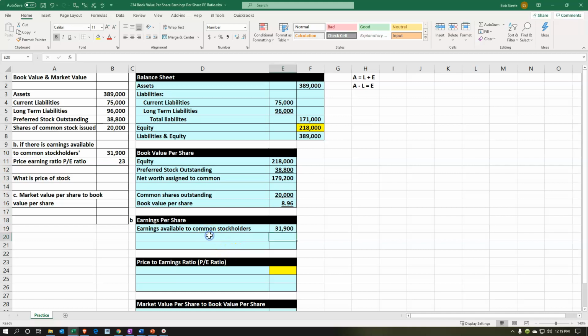And we've seen this calculation in the past. We're going to divide that by the shares of common stock. So shares of common stock is going to be equal to the 20,000, and that'll give us our earnings per share. So the earnings per share are going to be equal to the 31.9 divided by the 20,000.